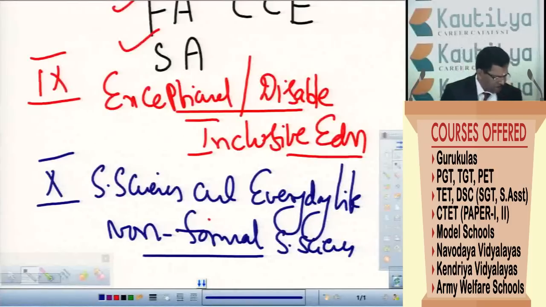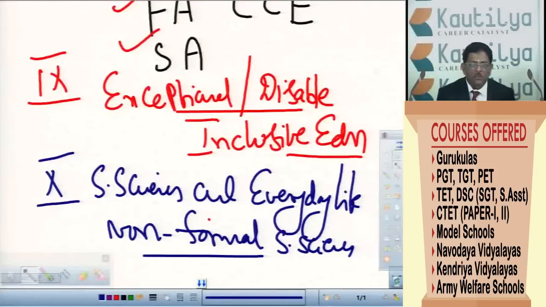which is followed by measurement and evaluation, the different tools to assess and evaluate the child's performance. As per the modern concept, the concept of CCE, continuous comprehensive evaluation, followed by formative assessment tests, which is followed by summative assessment tests. And then learning disabilities and children with special needs, what we call inclusive education or the inclusive principle.